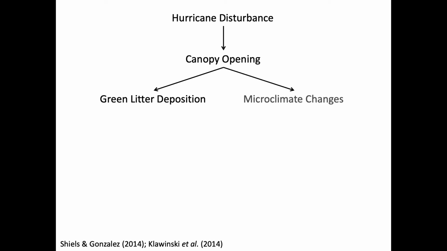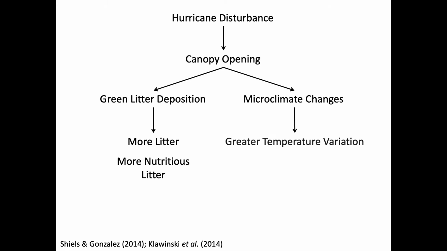The other thing that happens is, of course, that the microclimate changes because you now don't have the moderating effects of the canopy. Moderating temperature, moderating moisture. When you get more litter and more nutritious litter, this is going to lead to changes in the energy and nutrients that are available to the organisms on the forest floor. When you get these microclimate changes, you're going to get greater temperature variation and greater moisture variation.